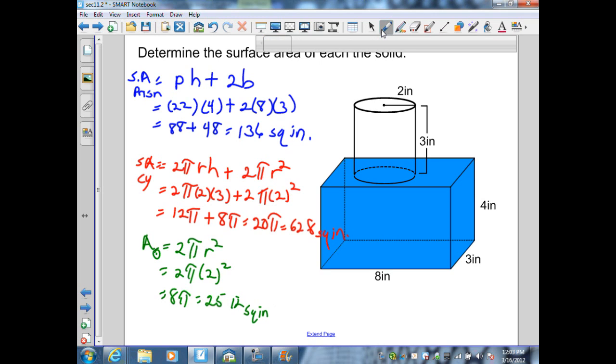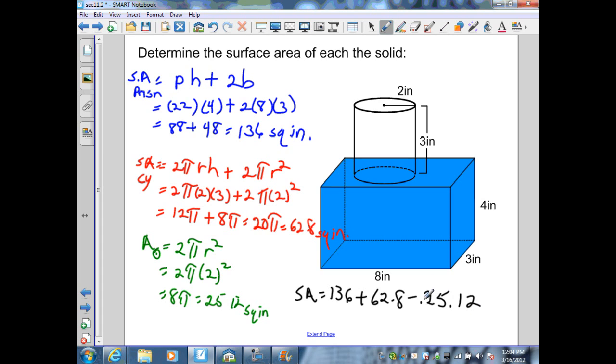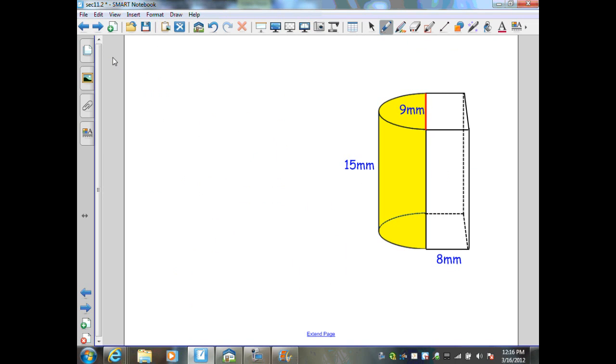Now, the total surface area is going to be the sum of my prism, which is 136, plus my cylinder, which is 62.8, but deduct the 2 circles that are being covered up, which is 25.12. Then, when I simplify, I'm going to get 173.68 square inches.